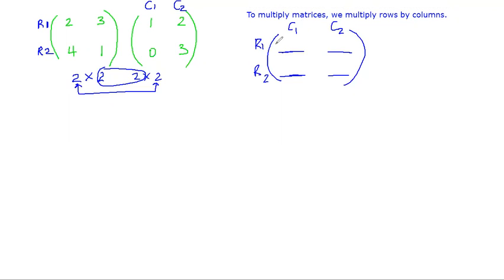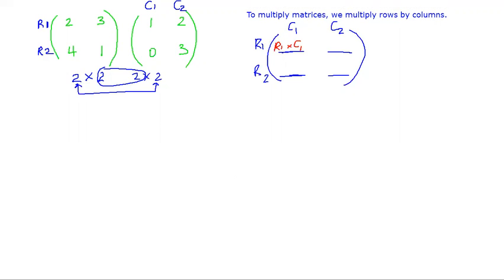To get the number for here, I need to multiply row 1 by column 1. And it's easy to remember that because this is row 1 multiplied by column 1. See that? Row 1 by column 1. Very, very easy. Let me just take off that arrow there.